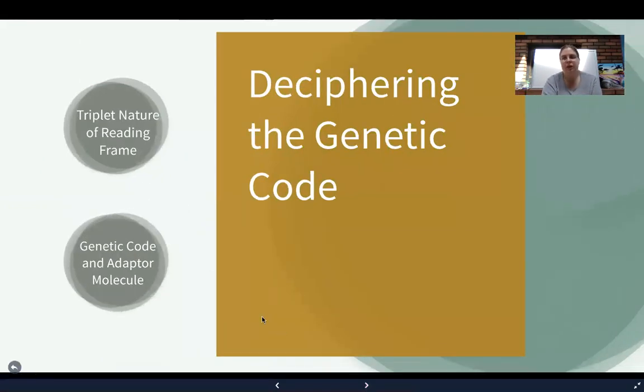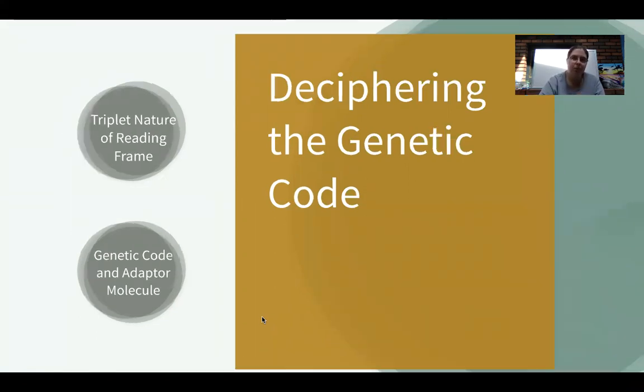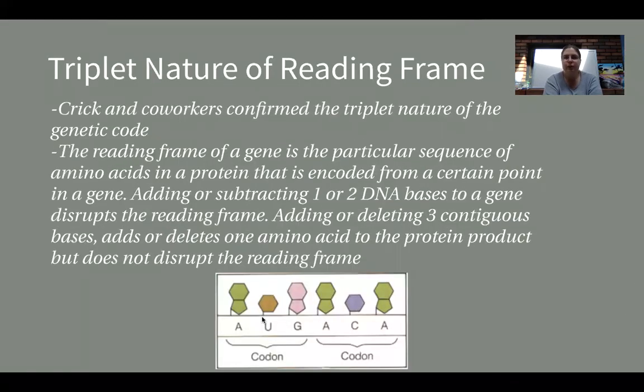So first, we're going to talk about deciphering the genetic code. So that means, how is it that we can read the information in the DNA and the RNA in order to figure out how to properly put a protein together? And part of it is due to what we call the triplet nature of a reading frame. Now, the reading frame is simply the mRNA that you are looking at in order to build or assign the different amino acids to their proper place.